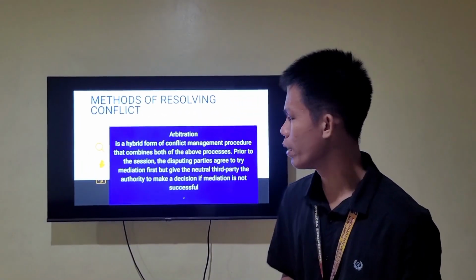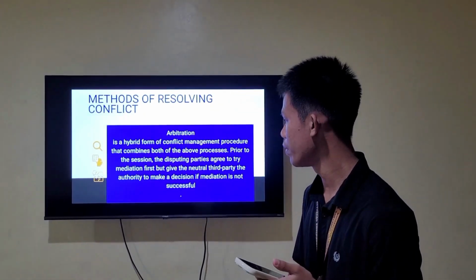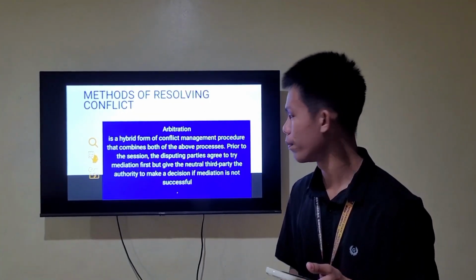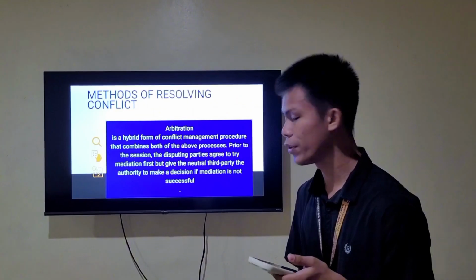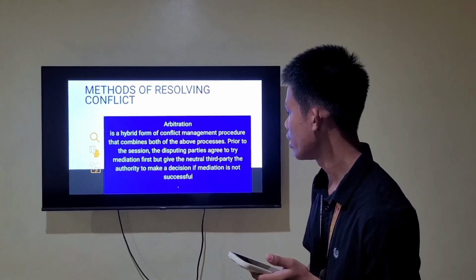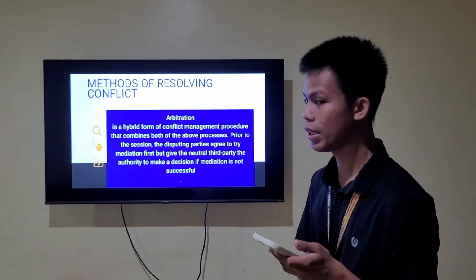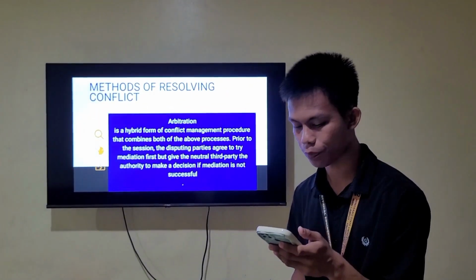So lastly, we have here arbitration. Arbitration is a hybrid form of conflict management procedure that combines both of the above processes. Prior to the session, the disputing parties agree to try mediation first but give the neutral third party the authority to make a decision if mediation is not successful.